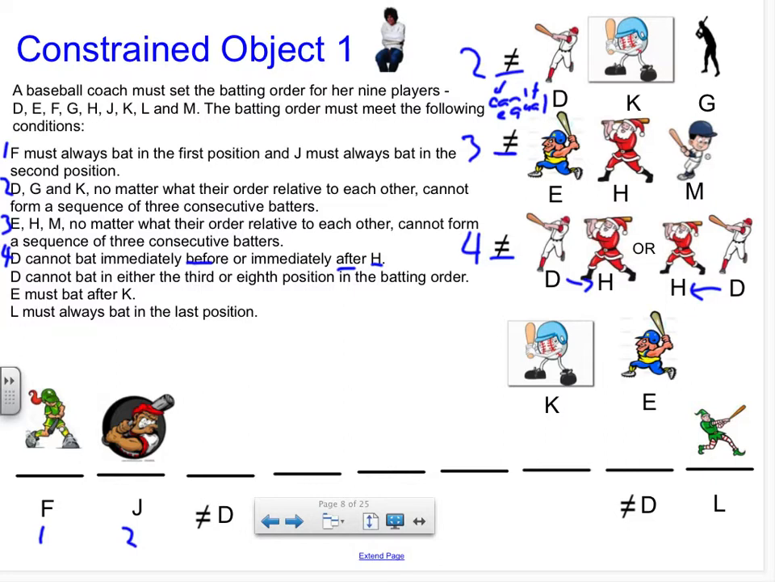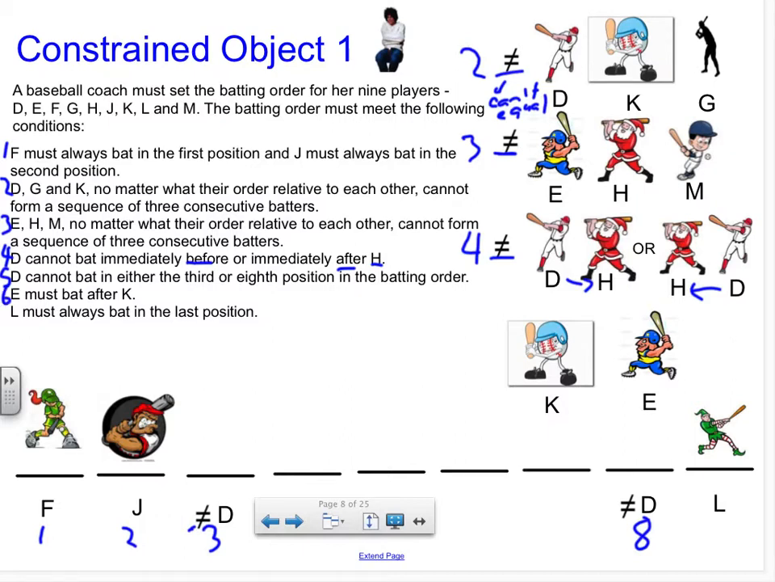Condition 5. D cannot bat in either the 3rd or 8th position in the batting order. So, for the lines down here, just so I remember not to put D in the 3rd position, I have the can't equal sign right here. Can't equal D in the 3rd position and can't equal D in the 8th position, so I know not to put D there.